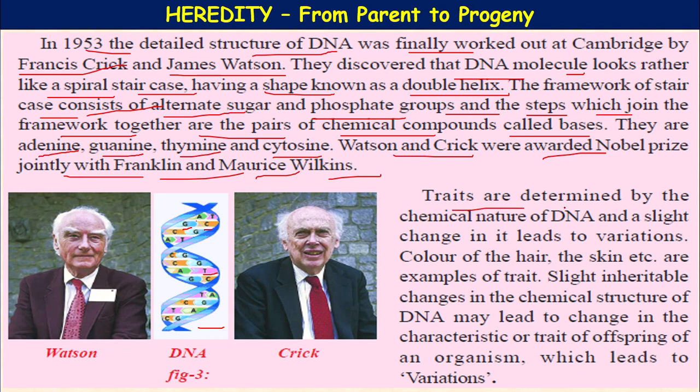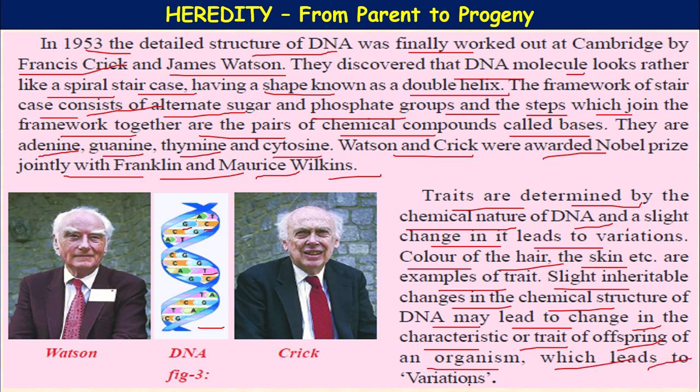The traits are determined by the chemical nature of the DNA, and a slight change in it leads to variations. The color of the hair, the skin, etc. are examples of traits, characters. Slight inheritable changes in the chemical structure of DNA may lead to a change in a characteristic or trait of the offspring of an organism, which leads to variations. If you understand the structure, you can understand the function.